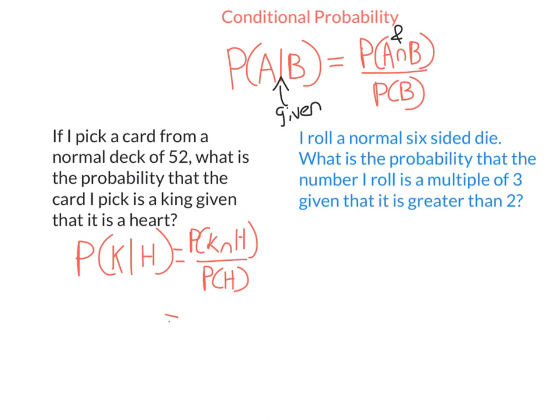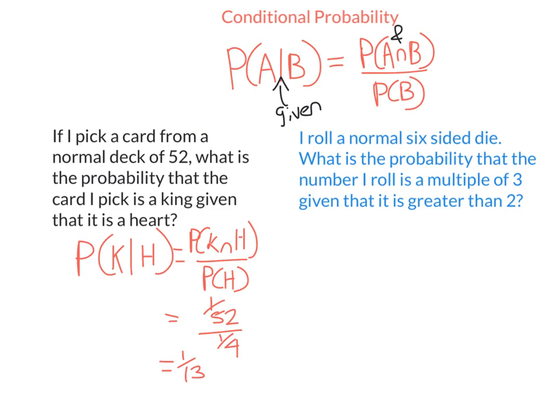So the probability that it's a king and a heart is 1 over 52. In a deck of 52, there is one card that is both a king and a heart, i.e. the king of hearts. Now the probability of picking a heart is 1 over 4. There are 4 suits: hearts, spades, diamonds, clubs. Hearts is one of them. So if I put that on my calculator, I get 1 over 13. The probability I pick a king, given that I pick a heart, is 1 over 13.